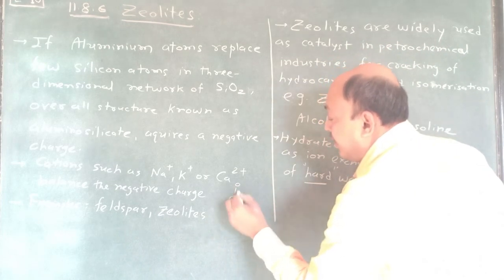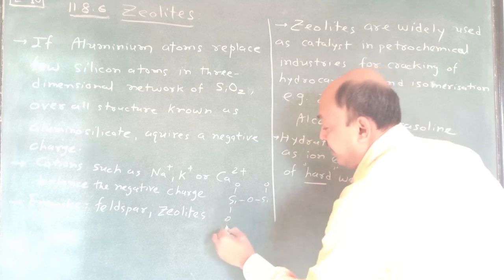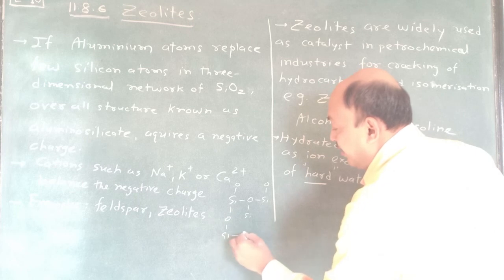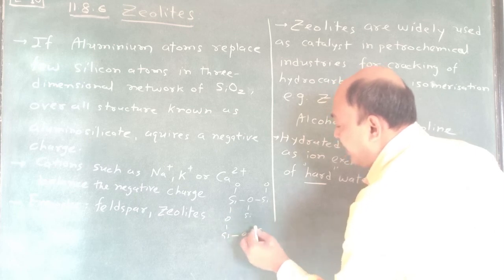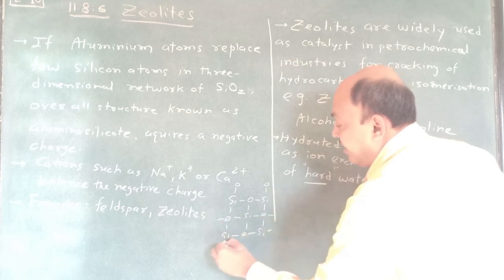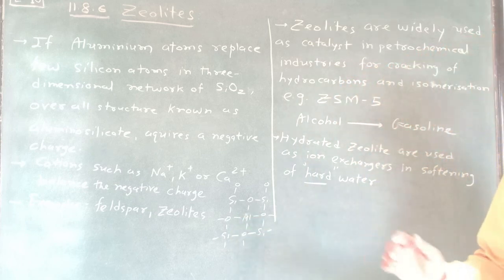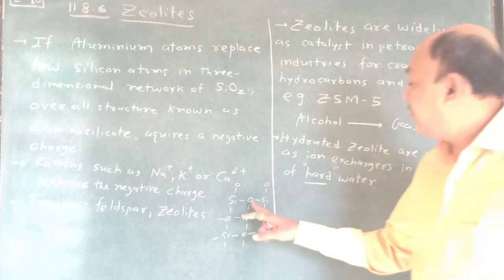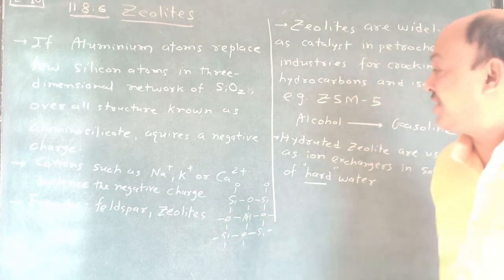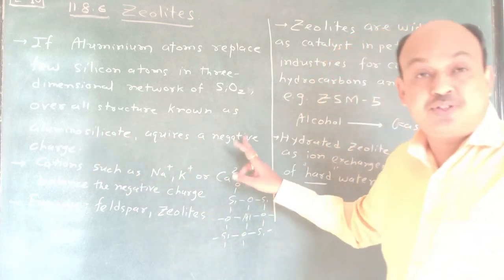So Si here, O is there, here O is there, here Si is there, here O is there, here O, here Si. Once again we have to write here Si, here O, here Si. Okay, and then here O. So instead of this Si, suppose we replace it with aluminium, but you know that the valency of aluminium is 3. So here 1, 2 and 3 there is no problem, but another oxygen possesses a negative charge, and that's why a negative charge is written. So aluminosilicate acquires a negative charge.